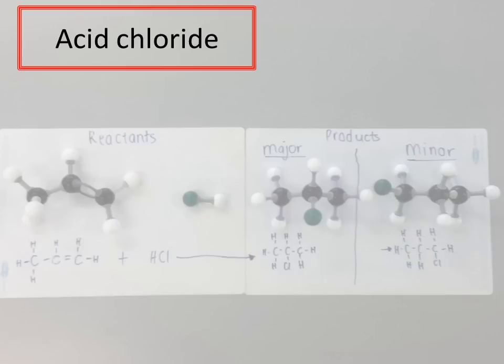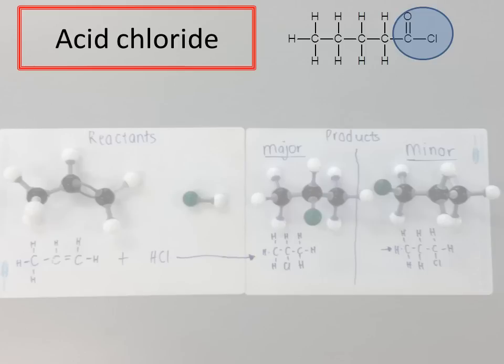Acid chloride. The acid chloride has the functional group C double bond O Cl, and we name it pentanoyl chloride. Pentanoyl chloride.